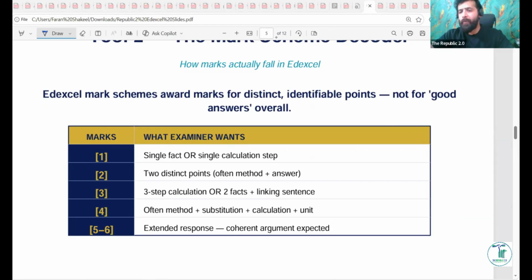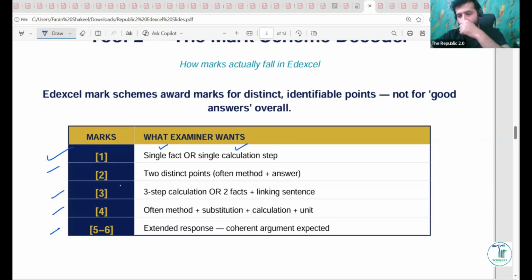And whenever you are talking about the marks decoder, we can have a 1 marker question, a 2 marker, a 3 marker, a 4 marker, a 5 to 6 marker, right? Now, this is very important. If you have got a 1 marker question, you're supposed to write a single fact. If it is a theoretical question, he's asking you to state something, or to show that time is equal to this in projectiles. Either a single fact or a single calculation step. And most of us can easily score 1 mark. There is nothing wrong with it, right? Because you're going to write at least something.